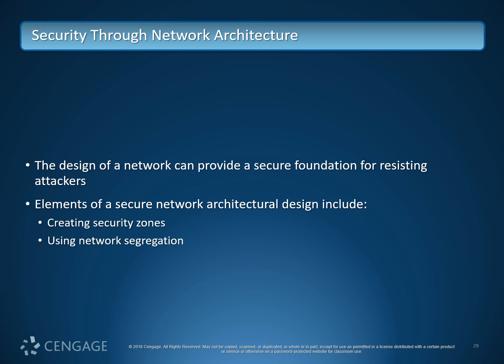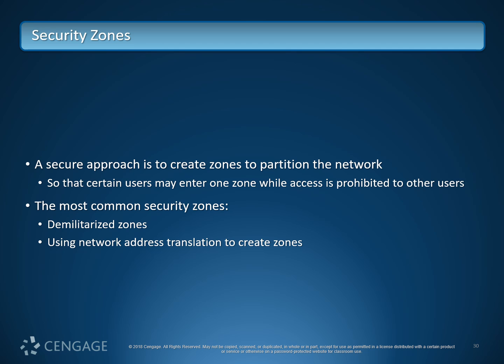The design of a network can provide a secure foundation for resisting attackers. And as I tell people all the time, security can't wait till the very end. You have to put it in from the beginning. So this means that design must include creating zones and means of segregation to compartmentalize the network into more secure pieces. A more secure approach is to create zones to partition the network so that users can move from one to the next if they are authorized. If they don't have access, obviously that access is prohibited.